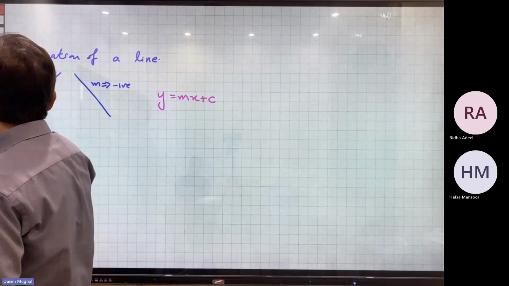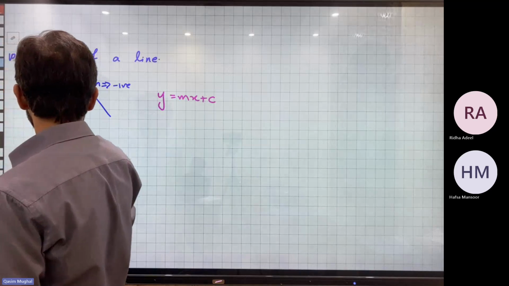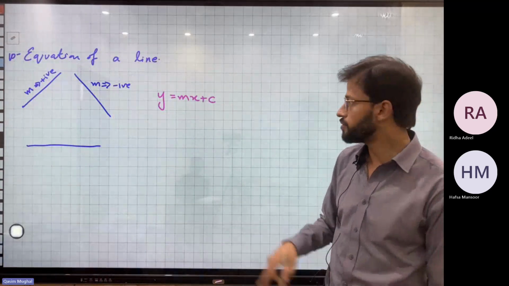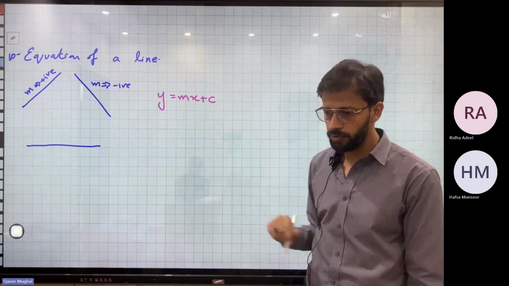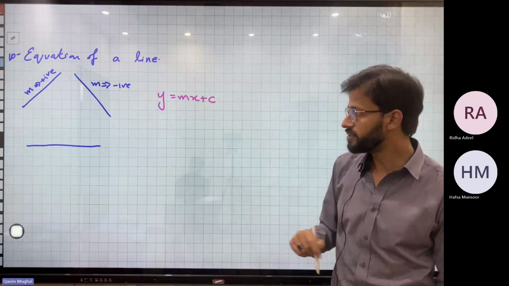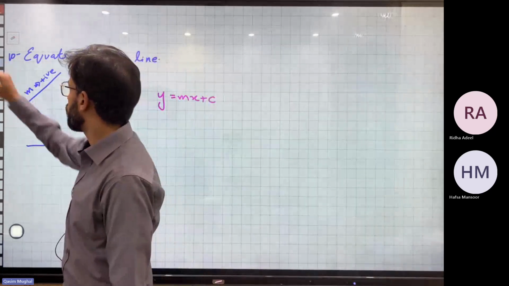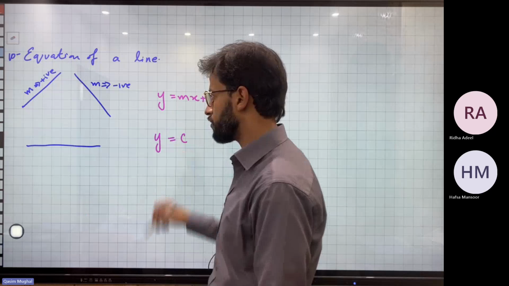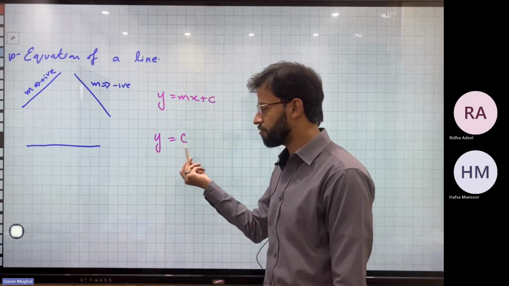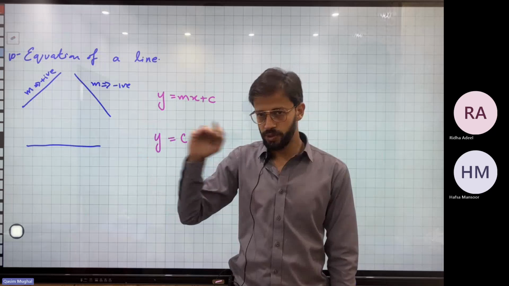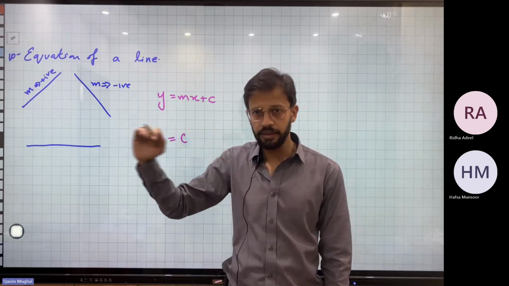Okay, if I have the line in a horizontal manner, what is the gradient of this one? 0. If you put 0 into this equation, what will you be left with? 0 in m of this equation. C. So the standard form for the horizontal line is y equals c. C is again the y-intercept. So for example, if you have a line y is equal to 3, you will have a complete horizontal line which will cross the y-axis at 3.